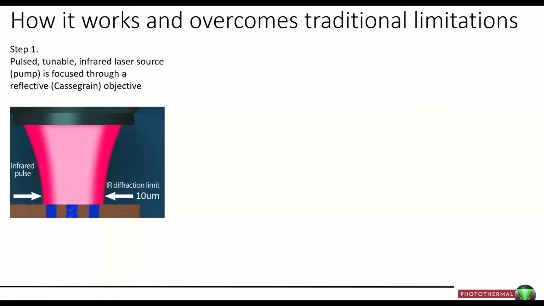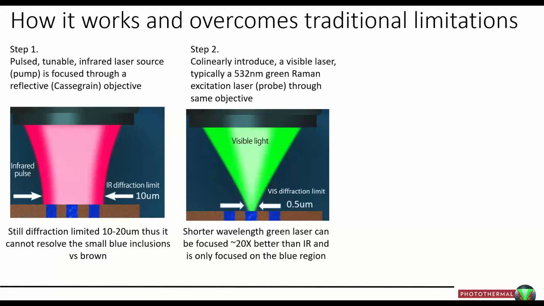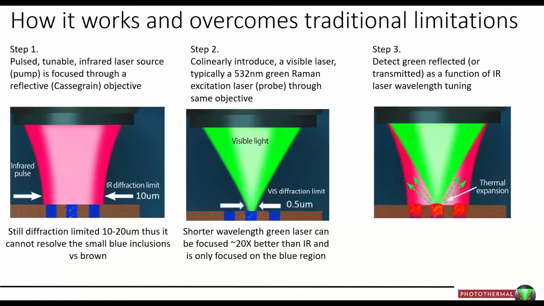Right, so how does it work? Well, we start with our infrared laser focusing through a reflective Cassegrain objective, and that focuses onto the sample. Being long wavelength, it gives a large spot size, really large. At the same time, we introduce collinearly a visible laser, typically a 532, can be 785, or another laser on request. And now with the short wavelength laser, we can focus it nice and tight, half a micron or thereabouts, and that's really where the bulk of that spatial resolution comes from.